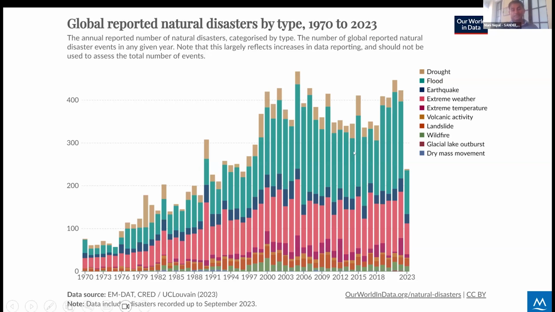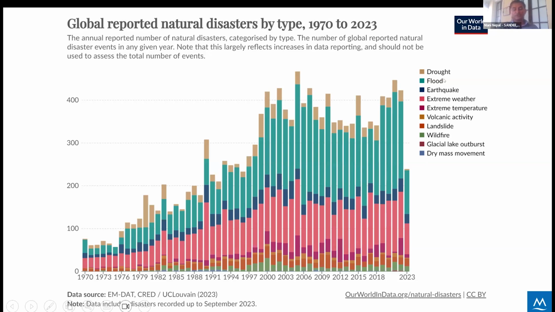For example, in this graph, you can see from the top, right? The top 2 things here, there are 2 things. One is, can you see that? What is that? So the top 2 things, one is drought, the other is a flood, right?